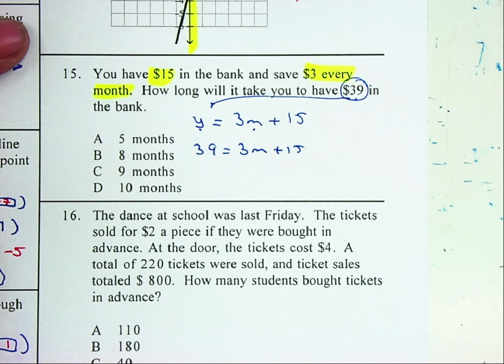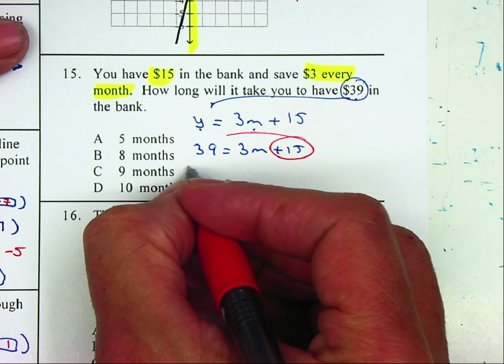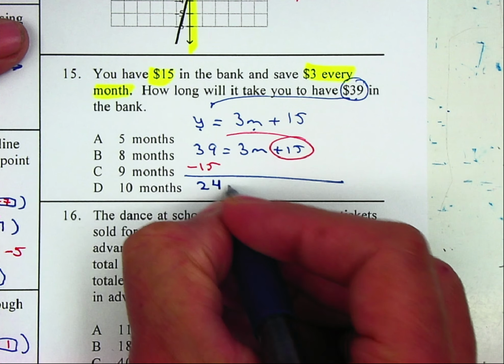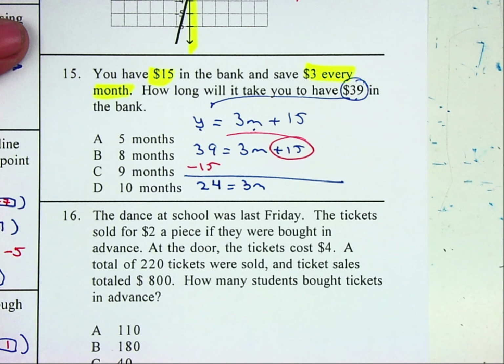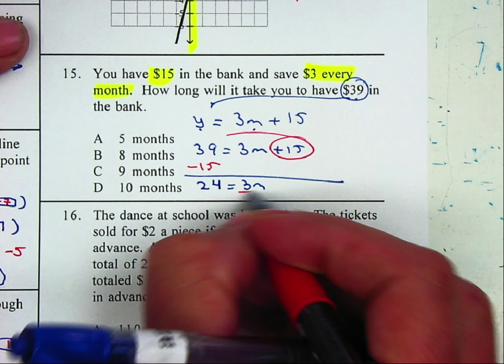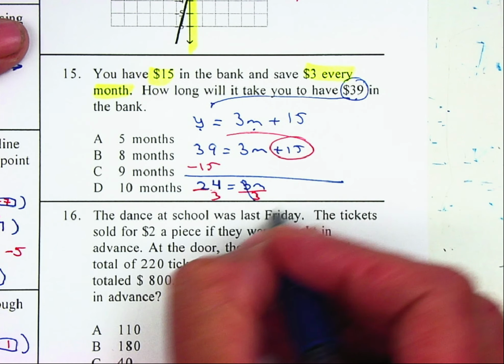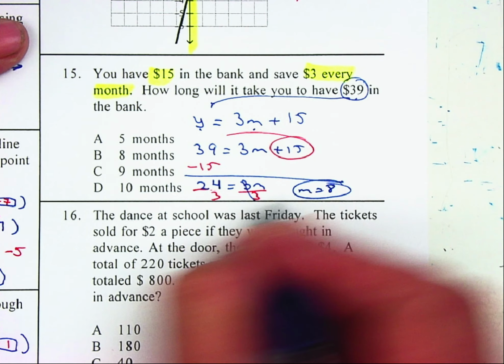And from there, we just solve it. Move the 15 to the left, becomes a negative 15. And I solve it, so it gives me 24 is equal to 3m. Divide by 3, divide by 3. So m is equal to 8. So your answer is B.